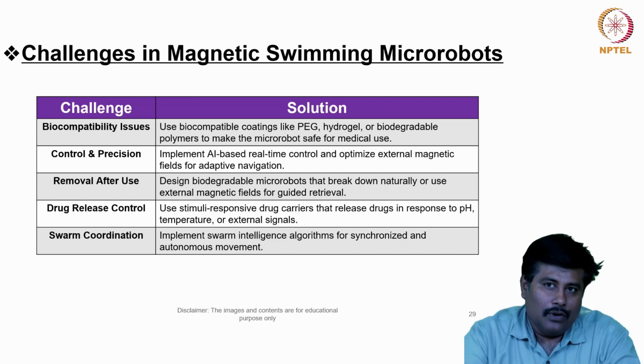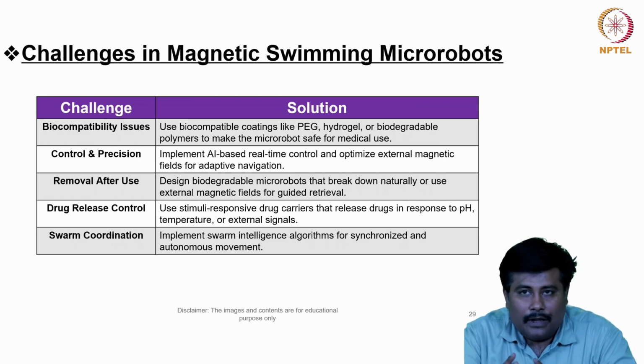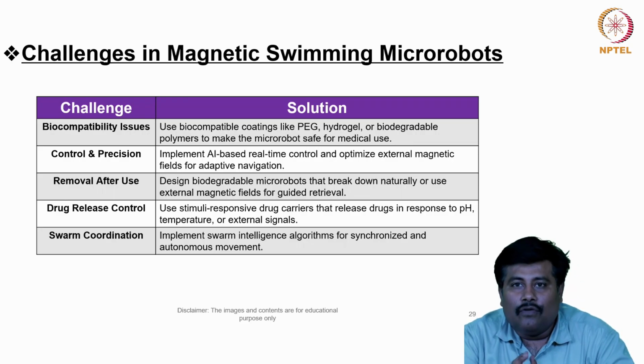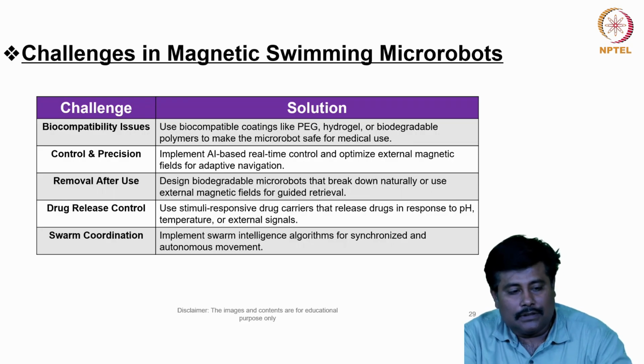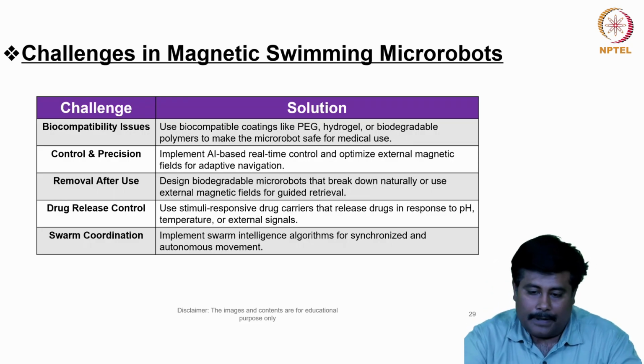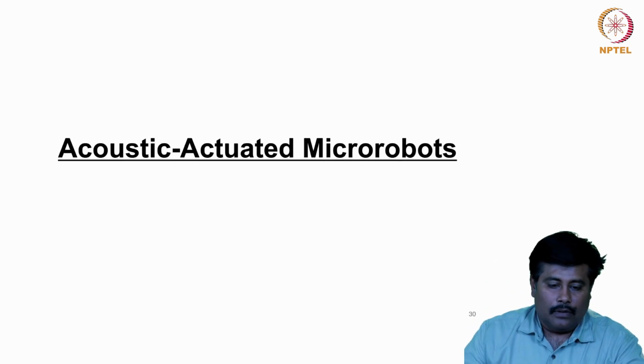Next is with respect to swarm coordination. So implementing a swarm intelligence algorithm for synchronized and autonomous movement is considered to be one of the key challenges which can be addressed from this magnetic perspective.